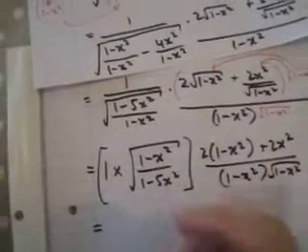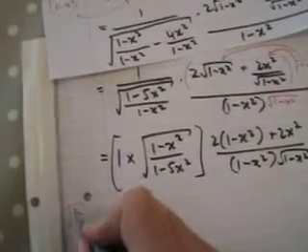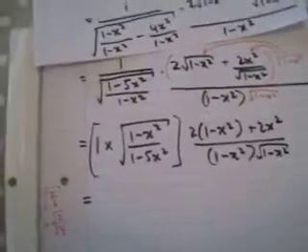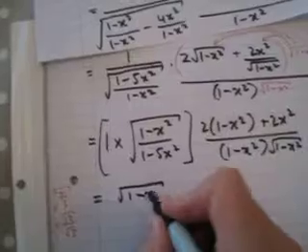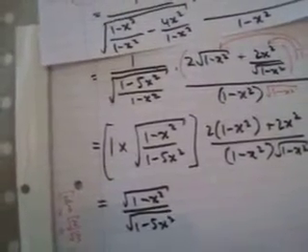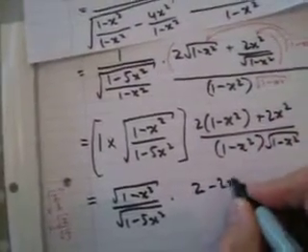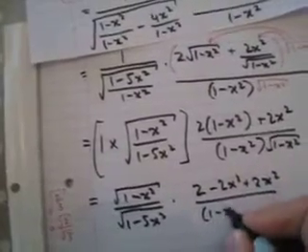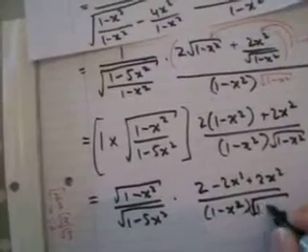Over here, if you remember, you may or may not remember, that the square root of, let's say, 2/3 is the square root of 2 over the square root of 3. Okay, so what I can do is I can write this as the square root of 1 minus x squared over the square root of 1 minus 5x squared. Multiplying that, now multiply in here, and I get 2 minus 2x squared plus 2x squared. On the bottom here, I get 1 minus x squared times the square root of 1 minus x squared.